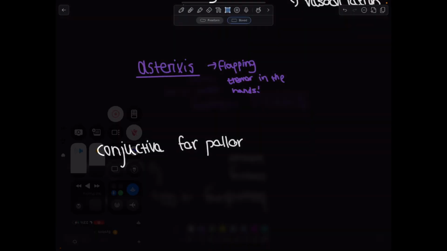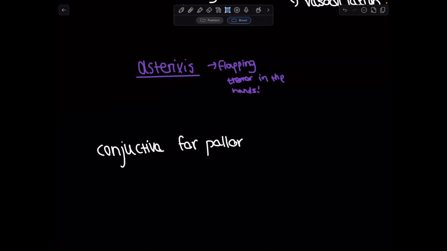Okay, so let's say we examined the hands. Let's go to the eyes now. Let's say, okay, conjunctiva for pallor and anemia.